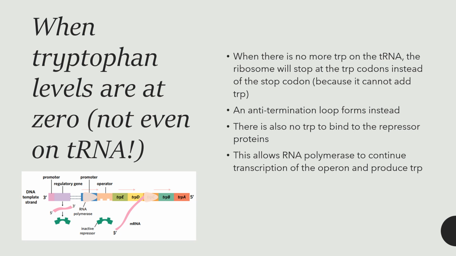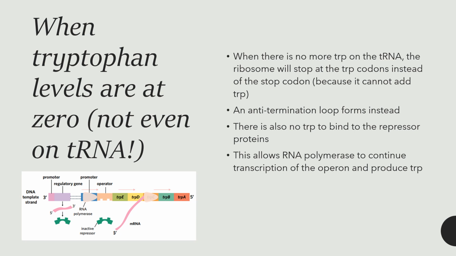This scenario is when tryptophan levels are at 0. So we have no tryptophan in the cell and we have no tryptophan on tRNA. So finally the prokaryote has to give in and make some tryptophan to keep translating its proteins. So it finally has to actually do its job. In this scenario, we want transcription and translation to occur.